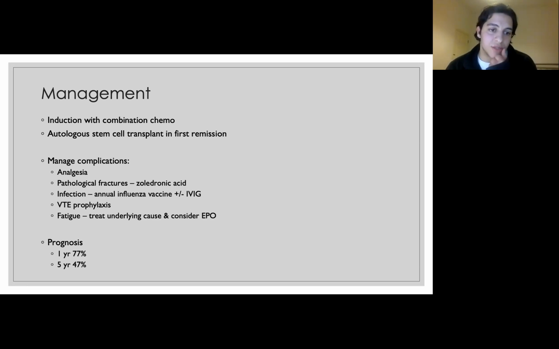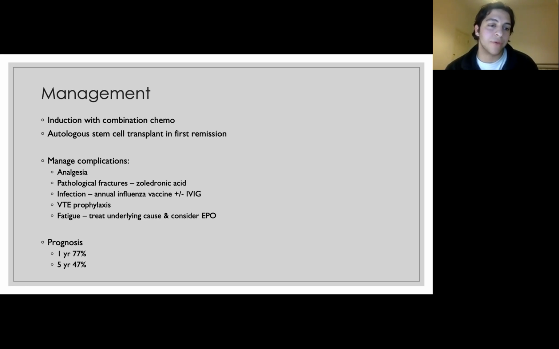For infection control, the annual influenza vaccine is given to all patients, and you can also give IV immunoglobulin to boost the patient's immunity. VTE prophylaxis is important because we said it can predispose you to thrombosis, and fatigue can be of varying cause. So treat the underlying cause, and you can consider giving erythropoietin injections as well if the red blood cell levels are low.